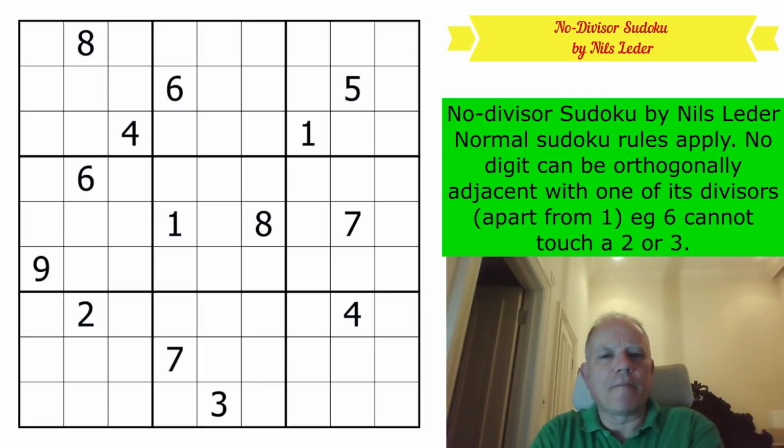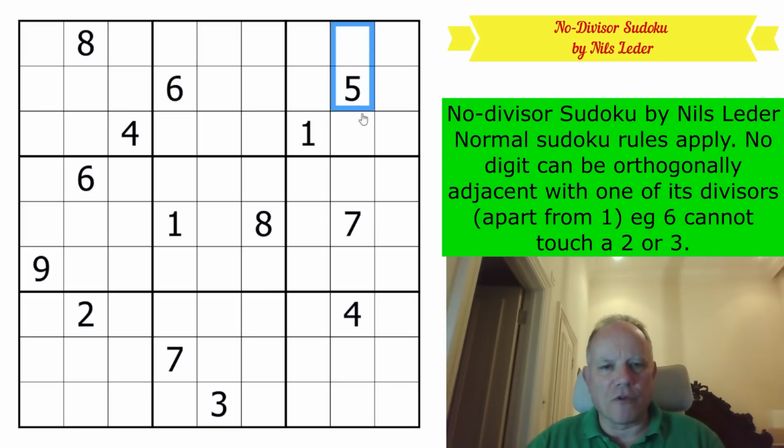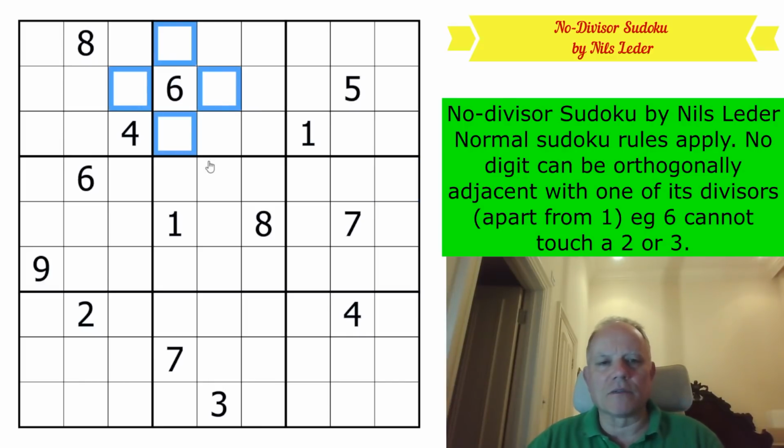So you need to know a bit of maths and a bit of geometry for this. Orthogonally adjacent means touching at an edge. So those two cells are orthogonally adjacent. Those two aren't. They're diagonally adjacent. Now, a divisor is just a number that goes into another number, leaving an integer. So 6 cannot touch a 2 or a 3. None of those cells can be 2 or 3 as a result of that rule, because 2 and 3 go into 6.